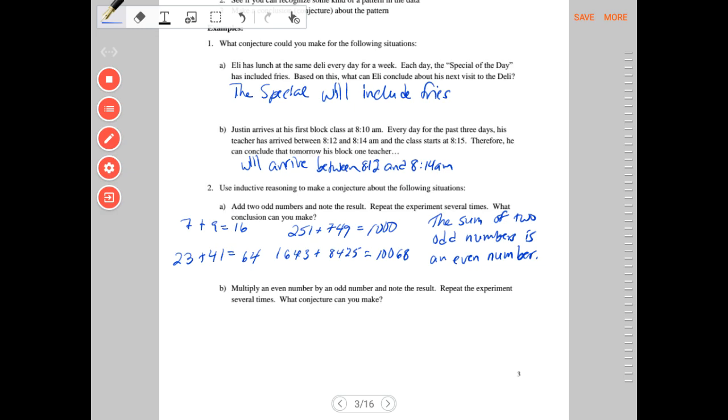So, up to you. Okay, number 2B. Multiply an even number by an odd number and note the result. Repeat the experiment several times. What conjecture can you make? Okay, so 2 times 3. Okay, and that's 6. And we'll go 12 times 5. That makes 60. And what else? 14 times 7. I think that's 98.